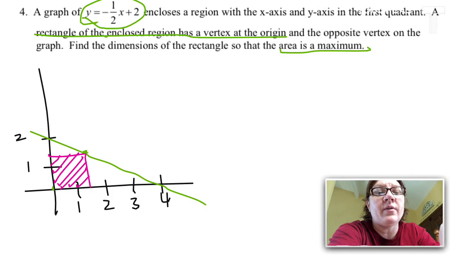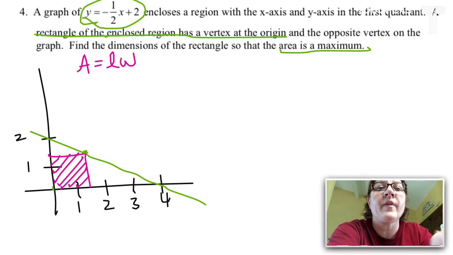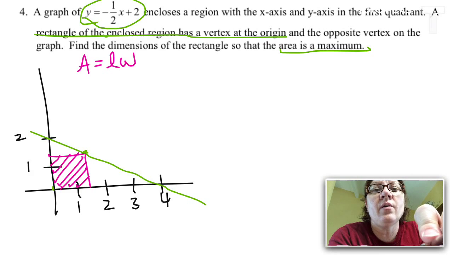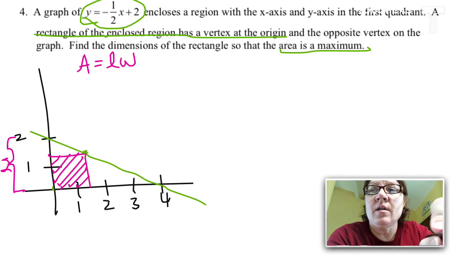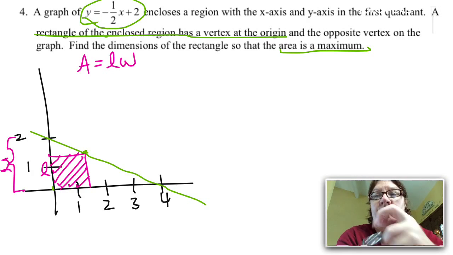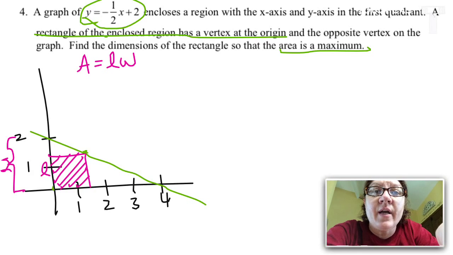Now, here's what I know about the area of that rectangle. Of course, it's length times width. So now I need to figure out, well, what are the lengths and what are the widths? And so I know that this entire height, of course, is 2. And therefore, if I call this side L, and I'll call this other side the width.